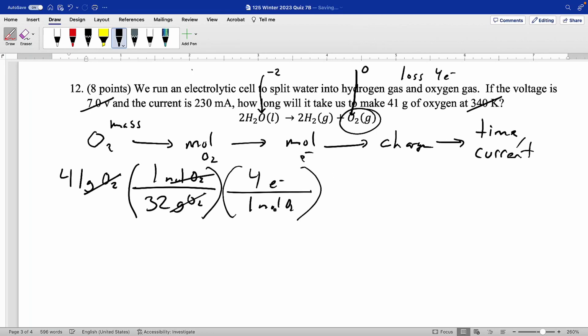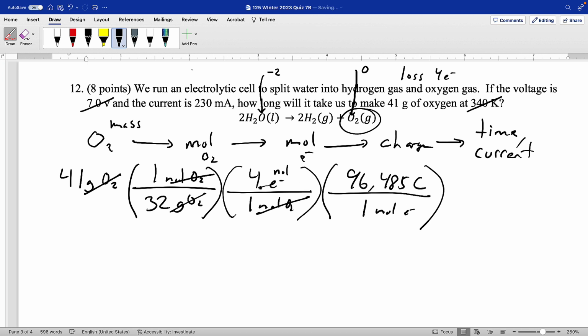And so we've got, for every mole of oxygen, 4 moles of electrons. Okay, so we've got moles of electrons, and now we want to do charge. On these problems, the conversion factor between moles of electrons and charge is Faraday's constant. So 1 mole of electrons is 96,485 coulombs. So now we've got charge. Okay, and now we have to go to time and current.